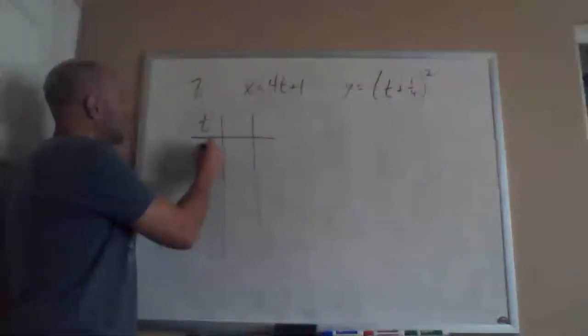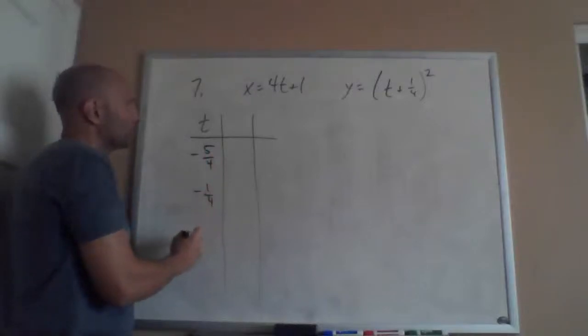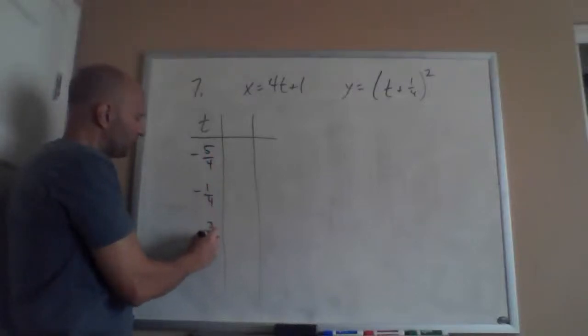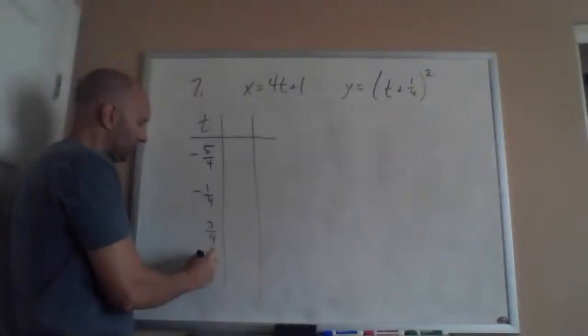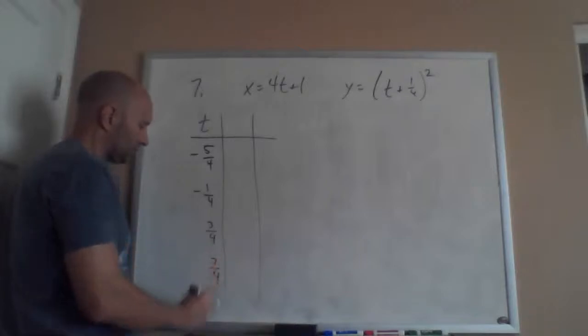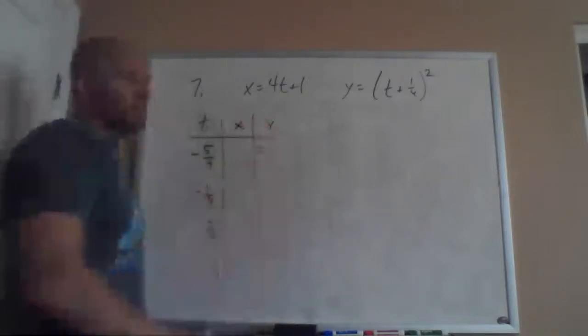So that would be what? -5/4, -1/4, 3/4, and what do we get there? 7/4. Again, you could pick -1, -2, 0, 1, and 2. It's just you're going to need a calculator, versus now you don't need a calculator if you have these as your values for t.